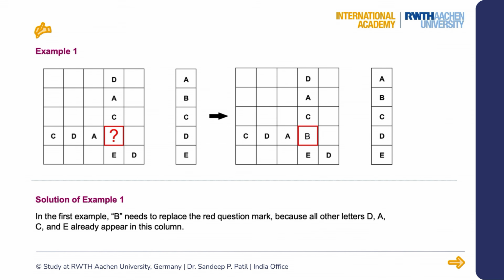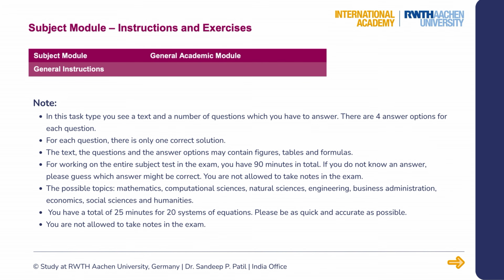So this was about the core module: Latin squares, mathematical equations, and then series also. Coming to the general academic module, I have not mentioned a detailed example series of this because this is going to depend on which course you are choosing for your study or which master's you want to apply for. So it is going to be different for every degree, I would say.